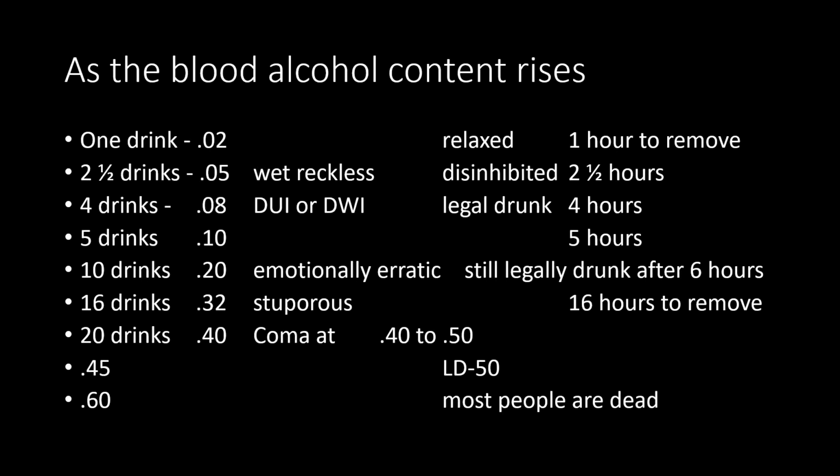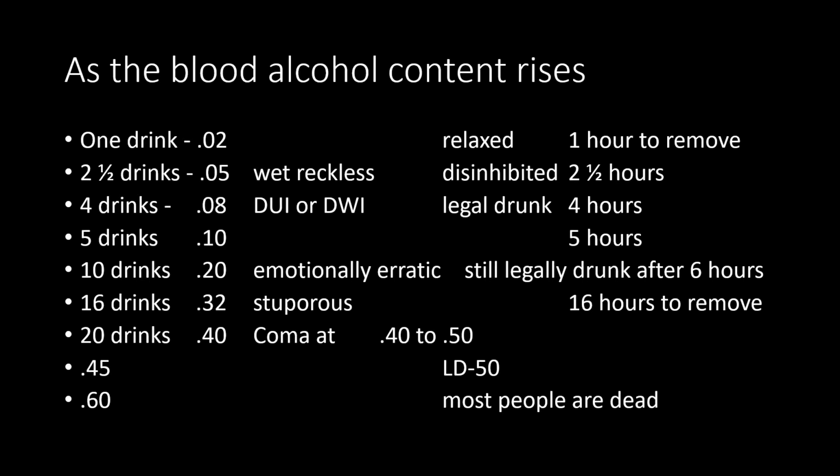4 drinks, 0.08, a blood alcohol level, in most jurisdictions in the U.S. results in a driving under the influence or driving while intoxicated. People at this level are legally drunk and it will take at least 4 hours for the alcohol to be removed from the system. 5 drinks, 0.10, used to be the legal definition of legally drunk, and that takes at least 5 hours to be removed. 10 drinks, 0.20, results in people being emotionally erratic, and they will continue to be legally drunk for at least 6 hours afterwards.